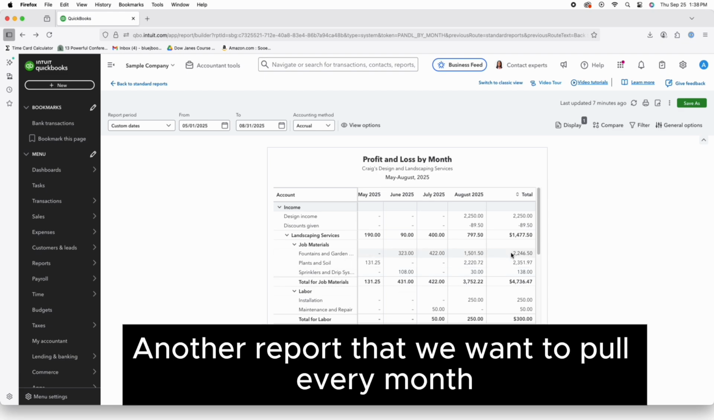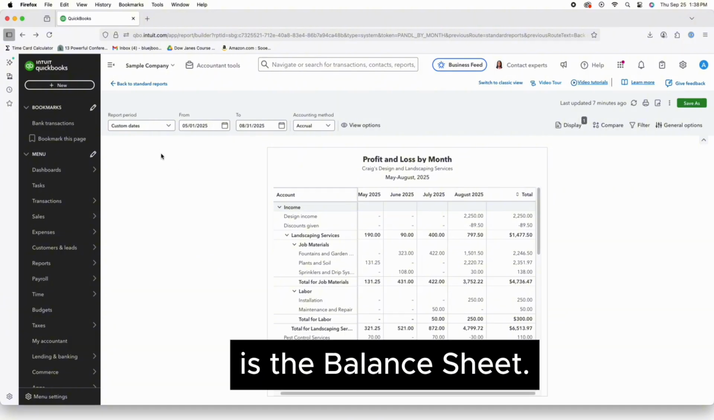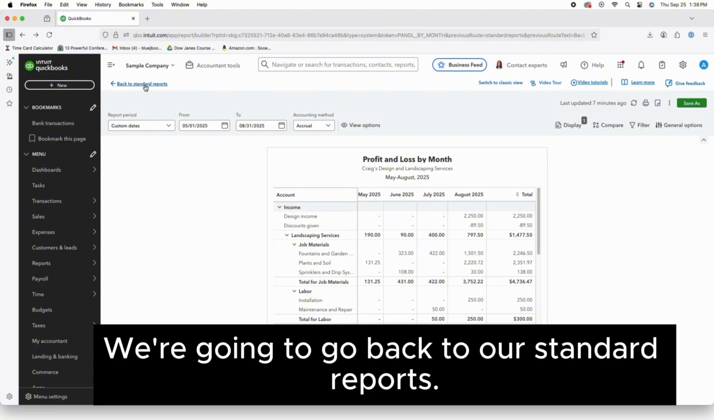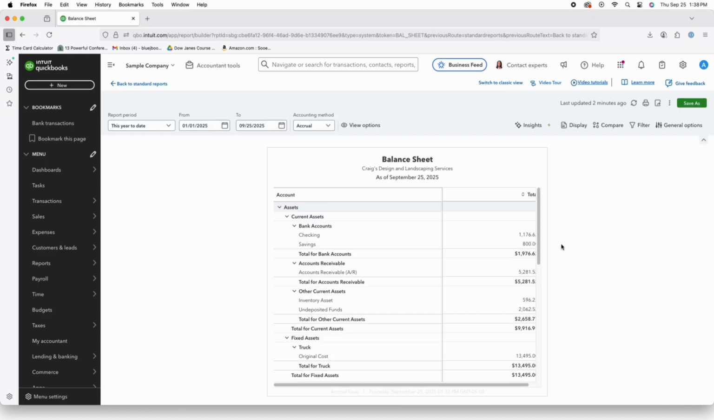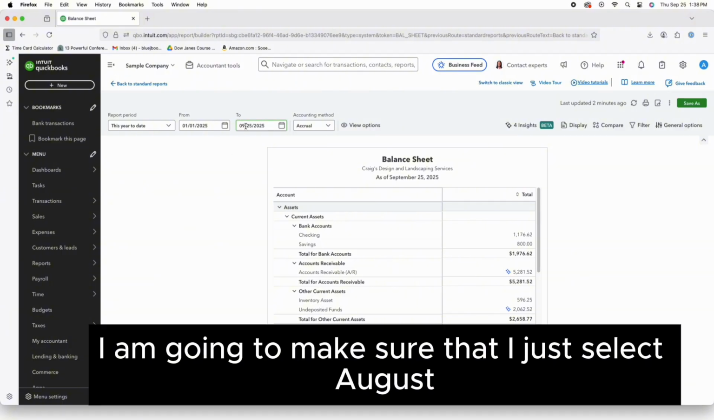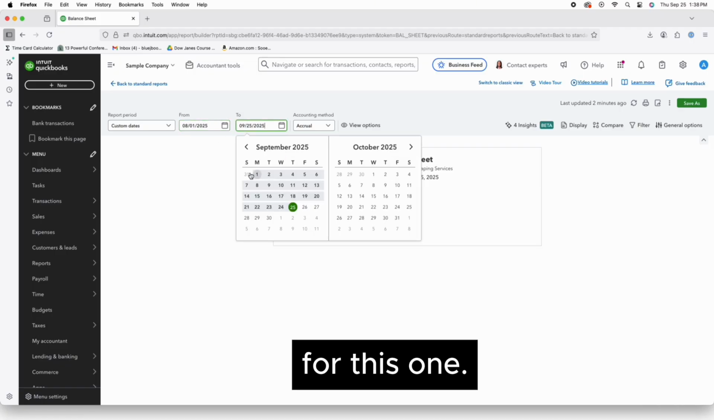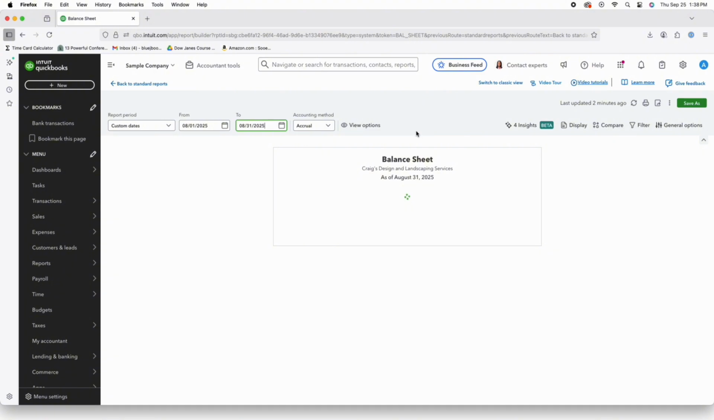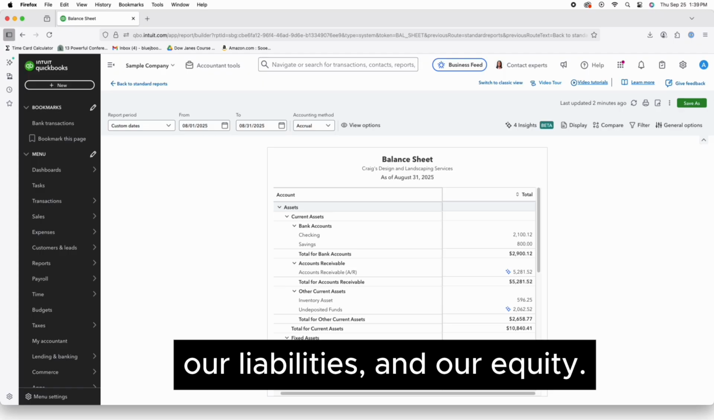Another report that we want to pull every month just to look at and make sure it looks good is the balance sheet. We're going to go back to our standard reports. What this report shows us is a snapshot. I am going to make sure that I just select August for this one. This report shows us our assets, our liabilities, and our equity.